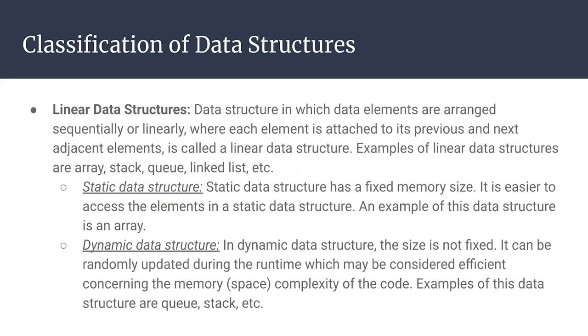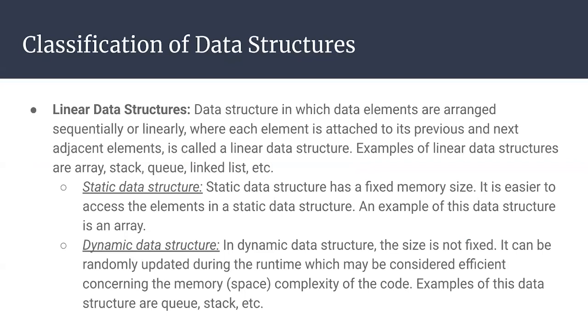So what are linear? Again, let's take a look at linear data structures. A linear data structure is one in which data elements are arranged sequentially or linearly, where each element is attached to its previous or next adjacent element. An example of a linear data structure is a stack or array. Basically, if you store an array of 1 2 3 4, then 2 is after 1 and before 3, right? And if you traverse it, it will be printed as 1 2 3 4 only, right?